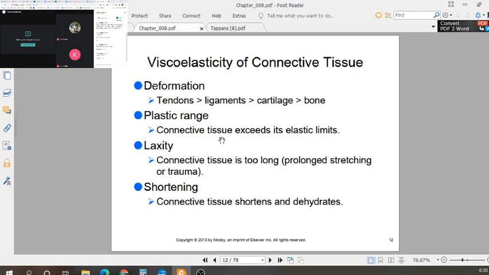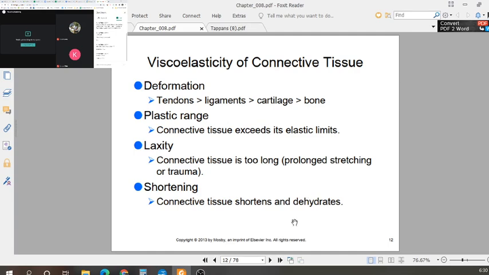And then failure of the bone is called a fracture. So it just couldn't hold up to it. Laxity. This is when it is too long. You stretched it or traumatized it for too long, and it can't stabilize anymore and do its job properly. Shortening is when, of course, it shortens and it becomes dehydrated.